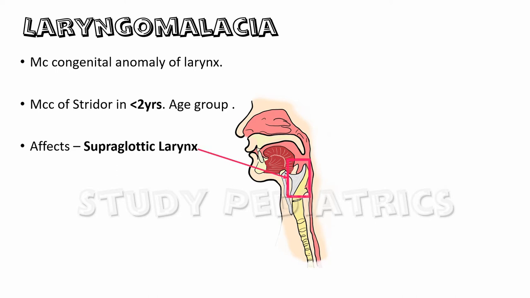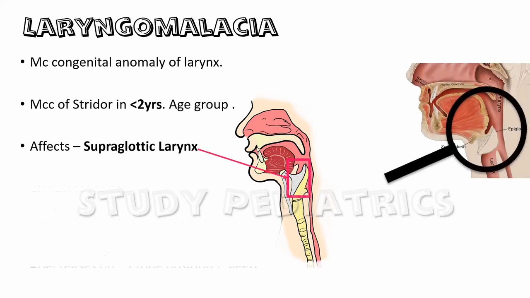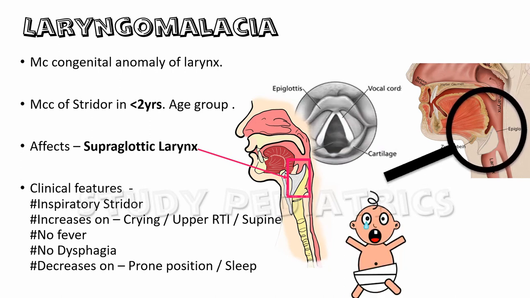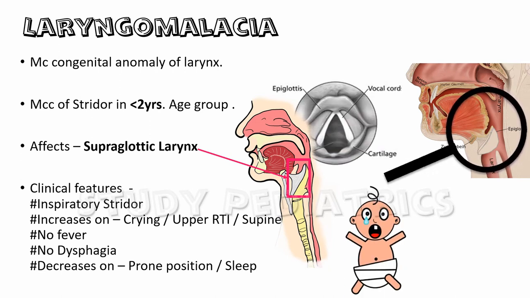Clinical features are inspiratory stridor since the supraglottic part is involved. It increases on crying, with upper respiratory tract infection, or if the baby is kept in supine position. No fever, no dysphagia, and it decreases on prone position or during sleep.